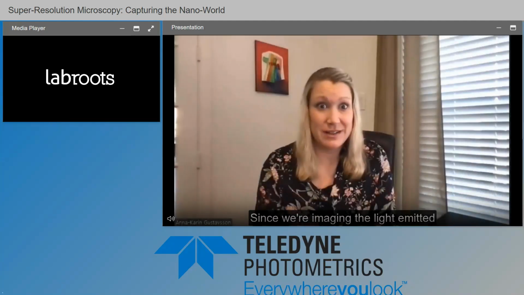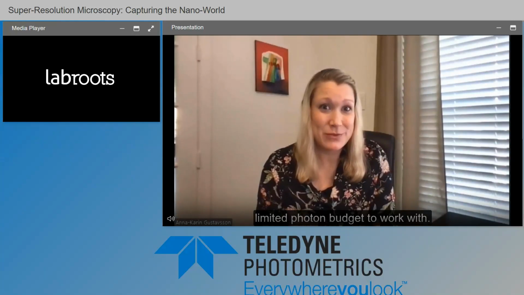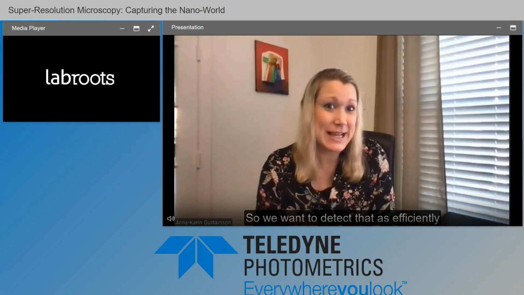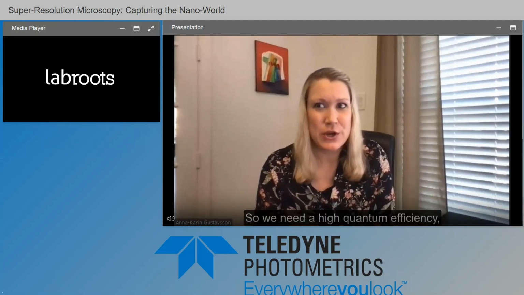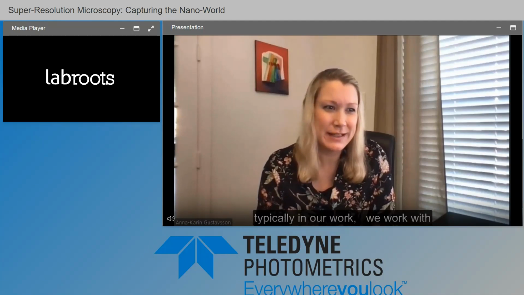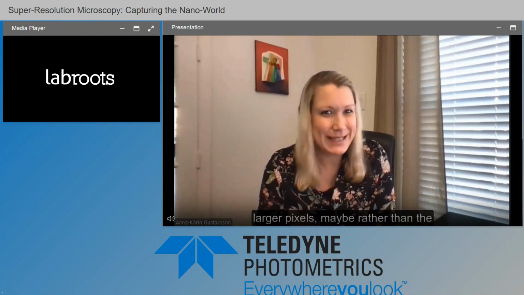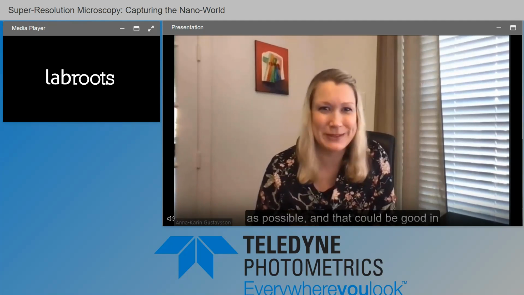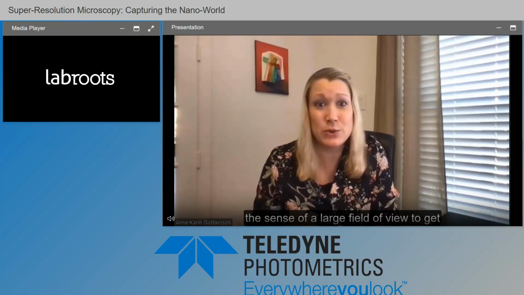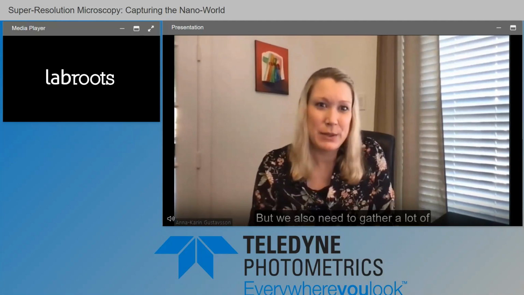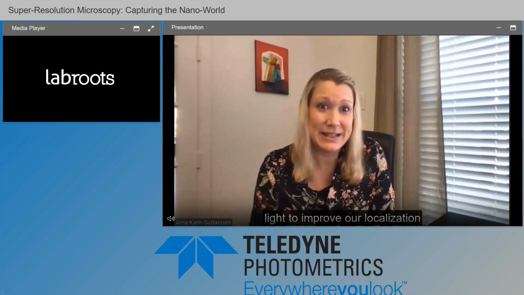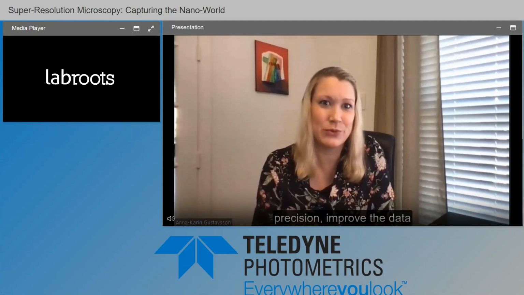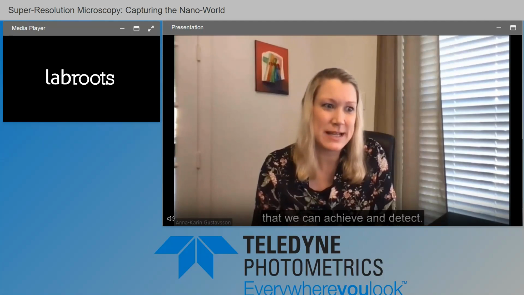Since we're imaging the light emitted from single molecules, we have a limited photon budget to work with. So we want to detect that as efficiently and, in some cases, as fast as possible. So we need a high quantum efficiency. Typically in our work, we work with larger pixels rather than the higher resolution. In some applications, they really want to have as many pixels as possible. And that could be good in the sense of a large field of view to get a lot of information at the same time. But we also need to gather a lot of light to improve our localization precision, improve the data that we can achieve and detect.